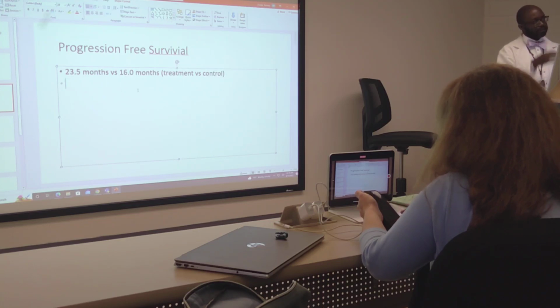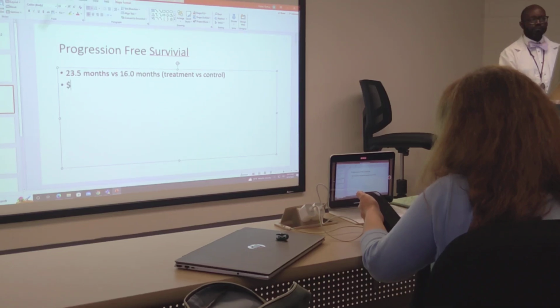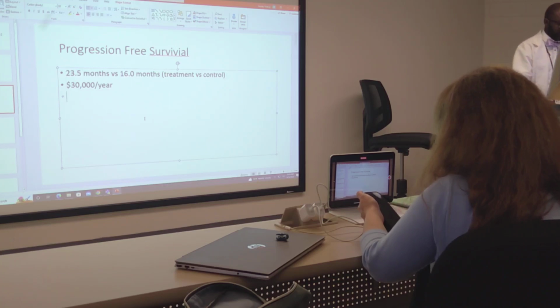So what was our constant on progression-free survival? How much did we say in reference to a year? 30,000. That's how much we feel a year is worth in reference to progression-free survival. So our absolute difference is 23.5 versus 16 months.